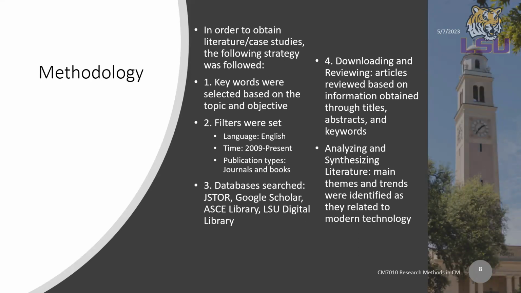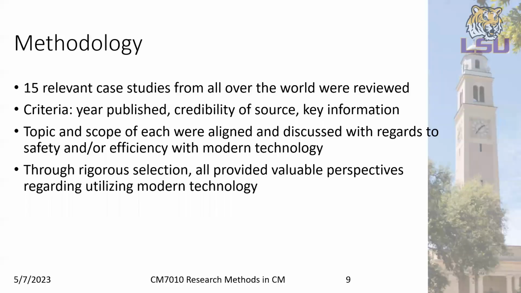The fourth step was to download and review the articles. I reviewed articles based on the information I obtained through the titles, abstracts, and keywords in each source. For the fifth and final step, I analyzed and synthesized the literature. For this, the main themes and trends were identified based on how they related to modern technology being used for safety and/or efficiency.